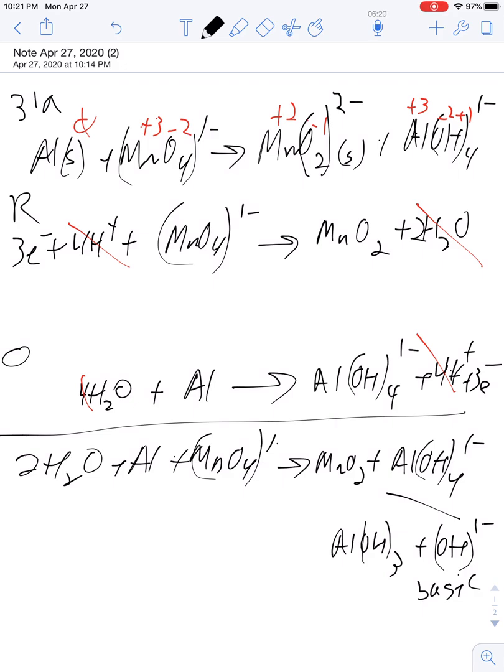So let's go on and do 31B. Okay, this is what it really means to do something in base, 31B. You'll see the extra step. The extra step wasn't in this problem, okay? But 31B will have the extra step.